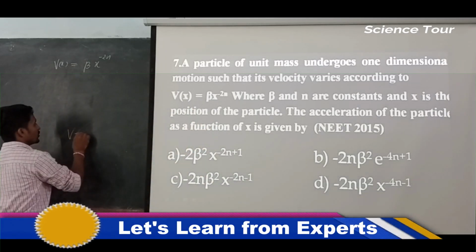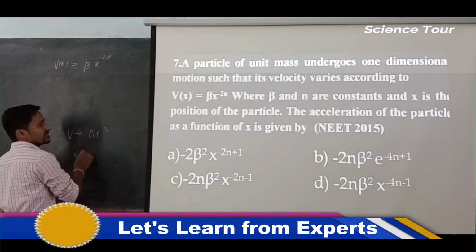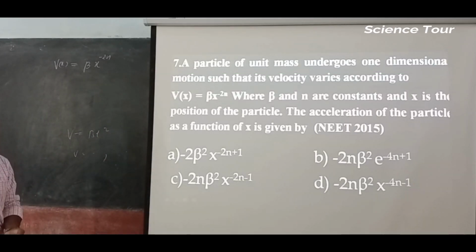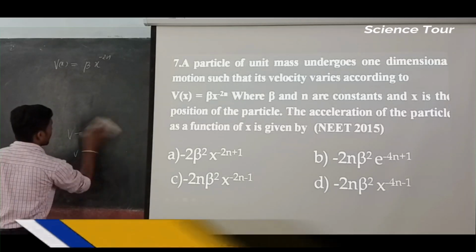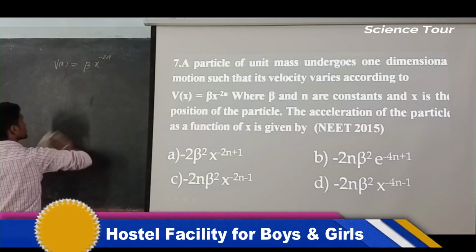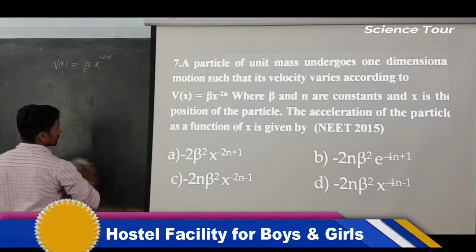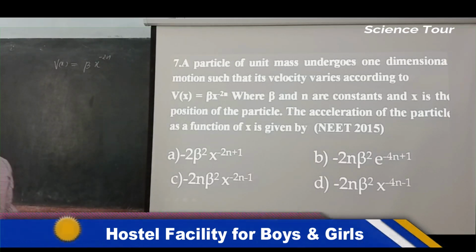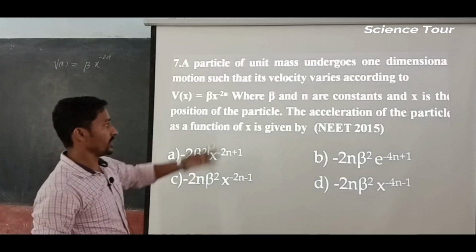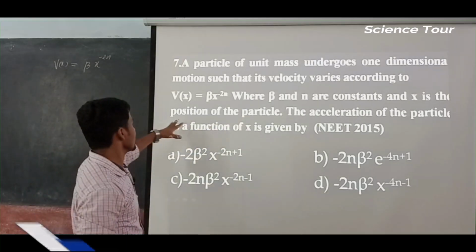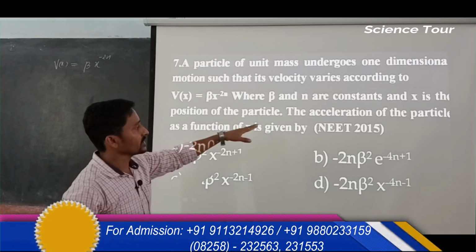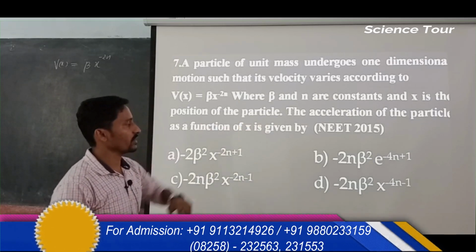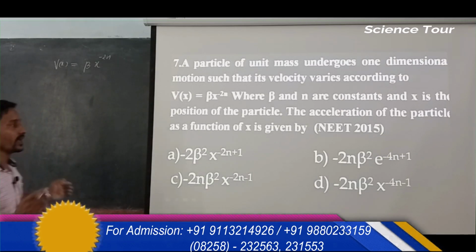See, always you are going to write down v is equal to bt square, v is equal to xt square, v is equal to xt cube, all those things, right? But now it is a function of position or displacement, not with respect to time. That time we have to use integration and differentiation again, right? Now where b and n are constants and x is the position of the particle, the acceleration of the particle as a function of x is asked. You have to find out acceleration.